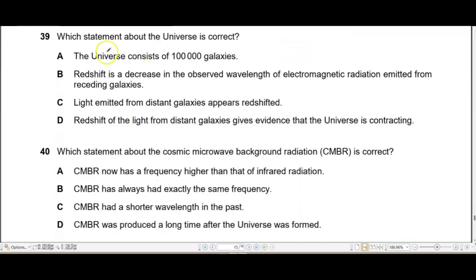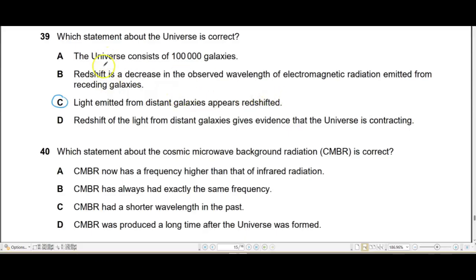Question number 39. Which statement about the universe is correct? A. The universe consists of 100,000 galaxies. B. Redshift is a decrease in the observed wavelength of electromagnetic radiation emitted from the receding galaxies. C. Light emitted from distant galaxies appear redshifted. D. Redshift of the light from distant galaxies gives evidence that the universe is contracting. Okay. Now, first let me state what the correct answer over here is. It is C. Light emitted from distant galaxies appear redshifted.